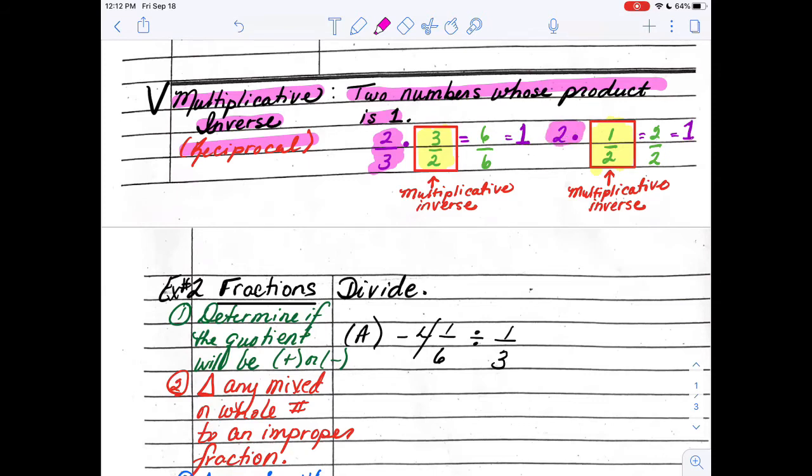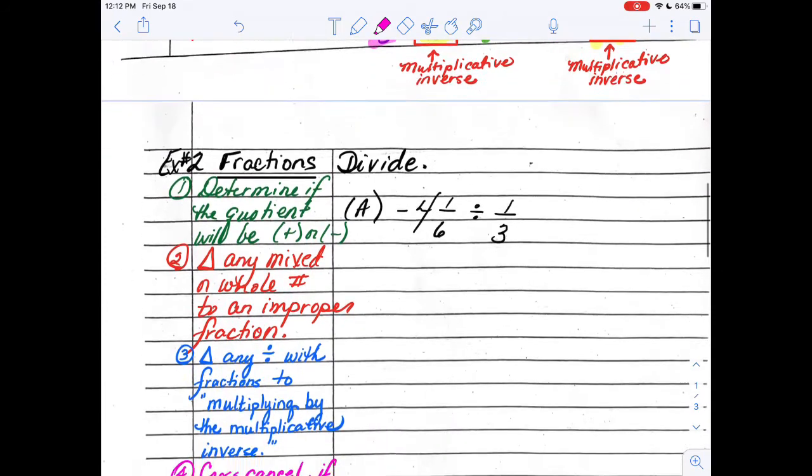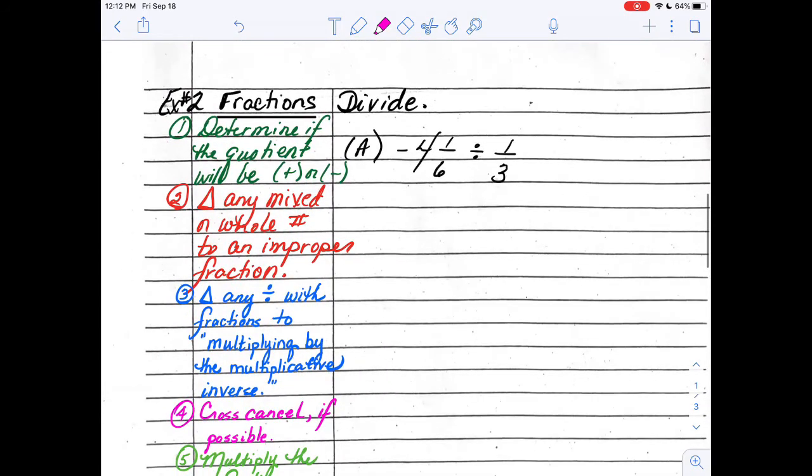Here, I give you the number 2. Well, if I flip that over, that becomes 1/2. That's our multiplicative inverse. And that means when I multiply them together, I would also get 1. So the only difference when I divide with fractions is first, again, decide if that quotient is going to be positive or negative. So if I have a negative divided by a positive, you should know by now your answer will be a negative because they're different.